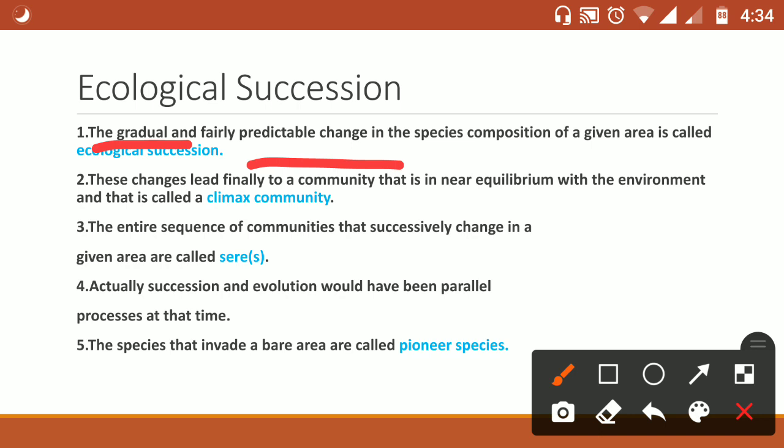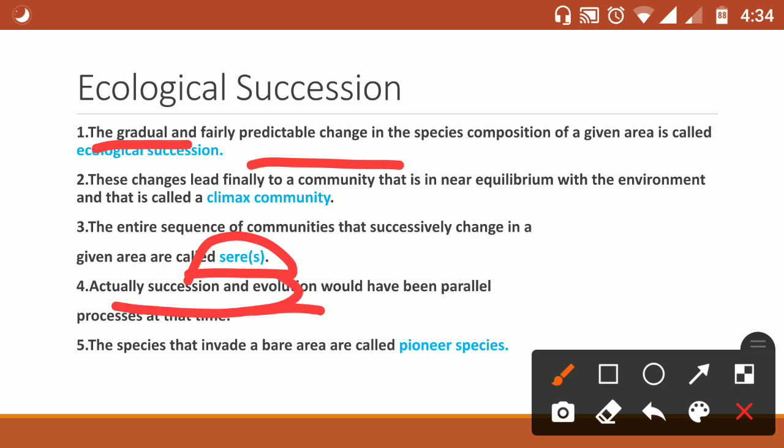So third thing, what is sere? This is the intermediate stage. For example, there was a plant and after that there will be a big plant, and after that there will be a forest at that place. So the intermediate stage, that big plant, can be called a sere. That was the intermediate stage. So it is very easy. Fourth point is, succession and evolution happen as parallel processes. Evolution of a plant species or any animal species goes parallel with the succession.